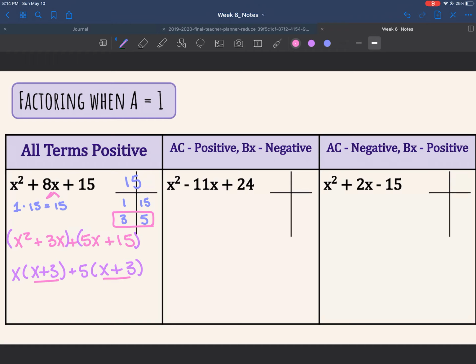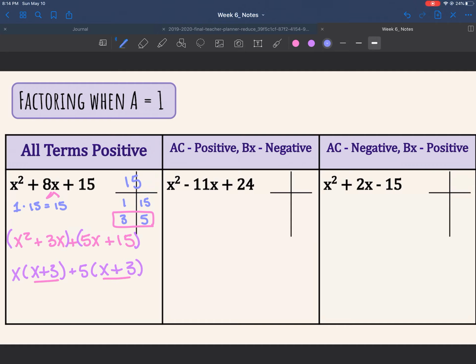If you get it where they're not the same number or the same variable, any of those combinations, that means you're not pulling out enough. That means you have to pull out something else. They need to be the same, otherwise you're not doing it correctly.